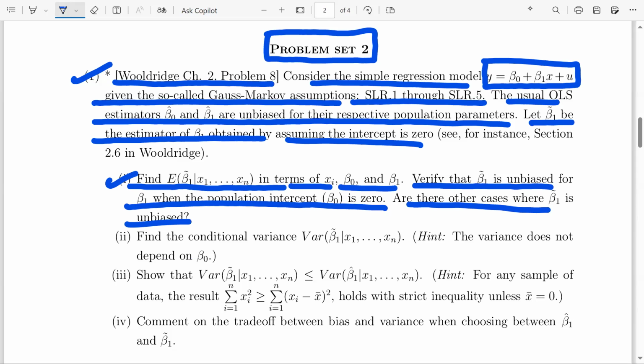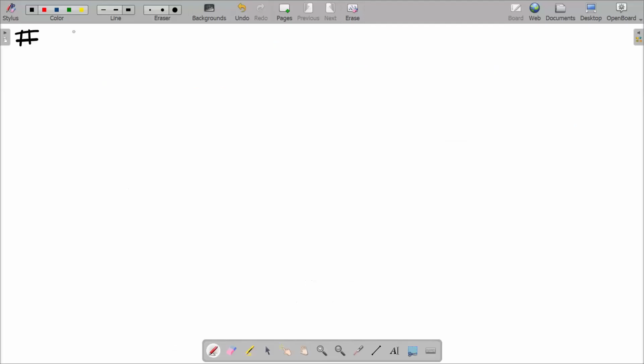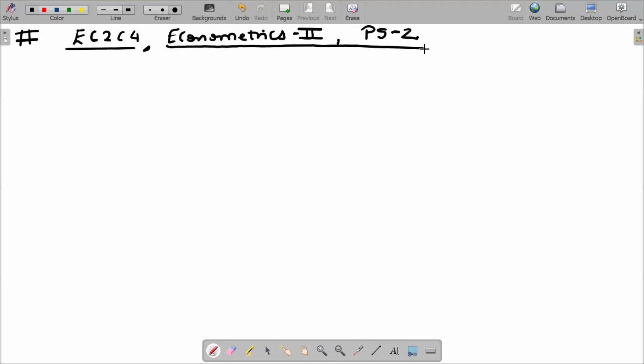I'm just writing the main heading for completeness. We are looking at the EC2C4 Econometrics 2 course offered at the London School of Economics and Political Science. And in this lecture, we are looking at the discussion of problem set 2. So let's look at question number 1, where I'm quickly writing what is given.